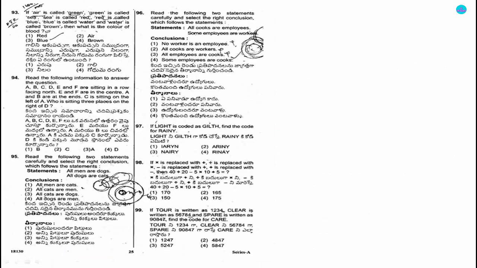Number 93. If air is represented as green, green is called sea, sea is called red, red is called blue, and blue is called water, water is brown, then what is the color of blood? What is the color of blood? Normally red. So red is represented here as blue. So the answer is option 3, blue. Now next question 94.